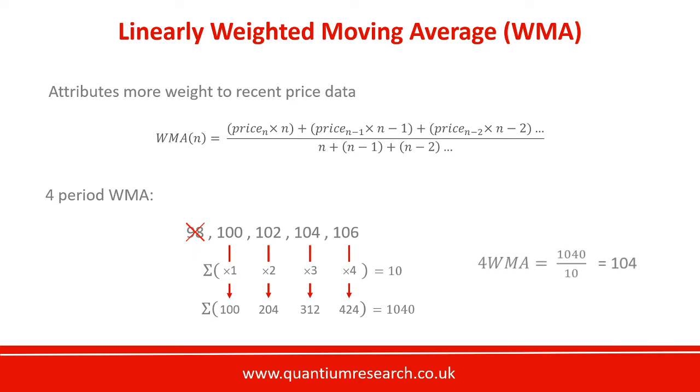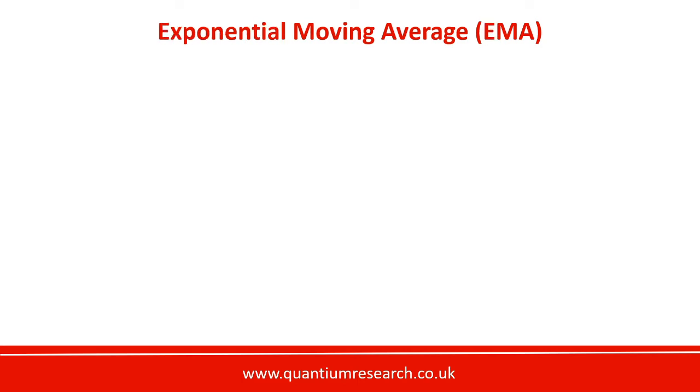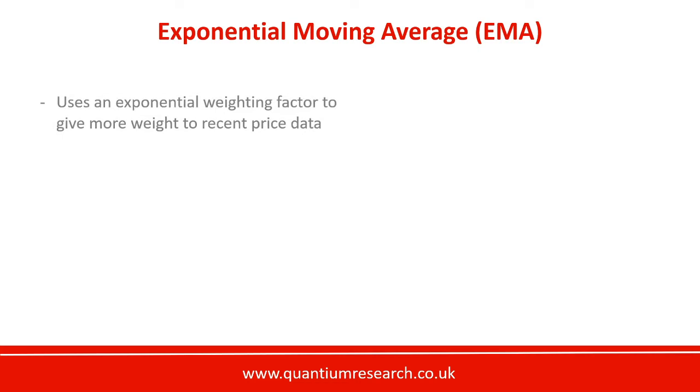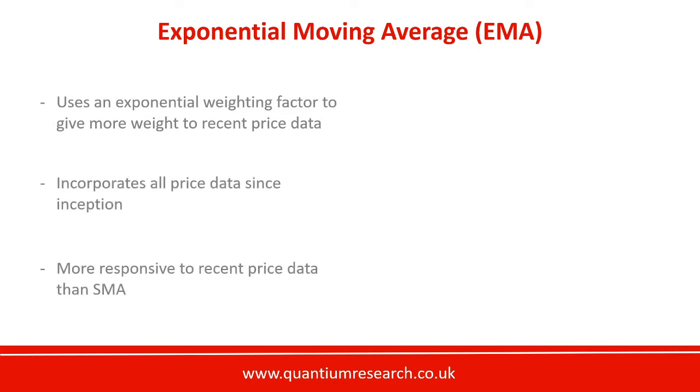So that is how you would calculate the WMA, the linearly weighted moving average. Now, looking at EMAs, exponential moving averages, they're quite similar to the WMAs, the weighted moving averages, in a way that the EMAs give more weight to recent prices. But unlike the WMA, it uses an exponential weighting factor. This essentially means that all the data is incorporated since the inception of the average.